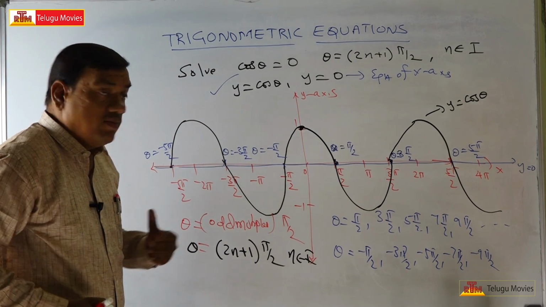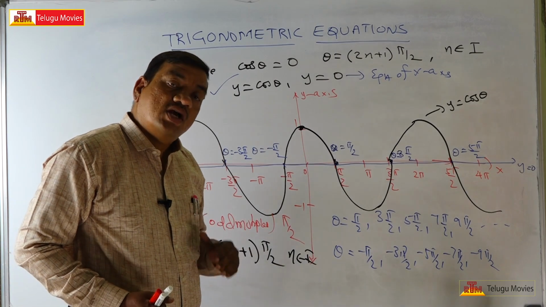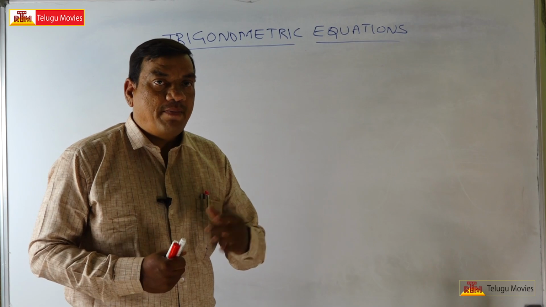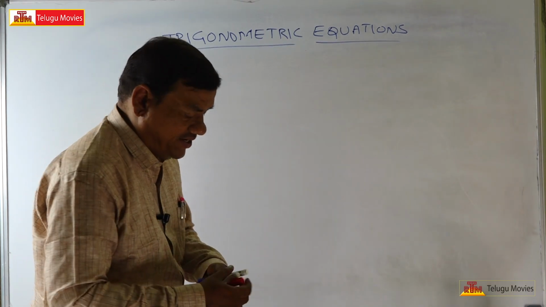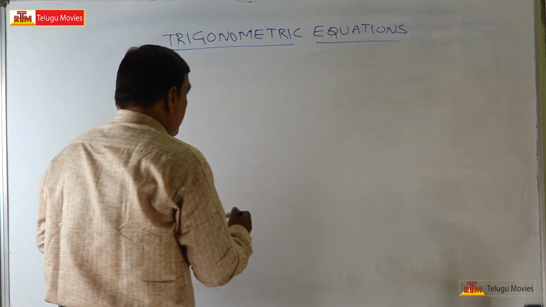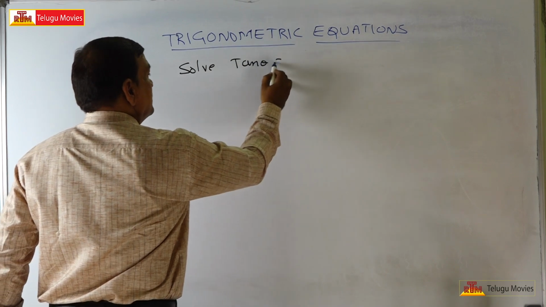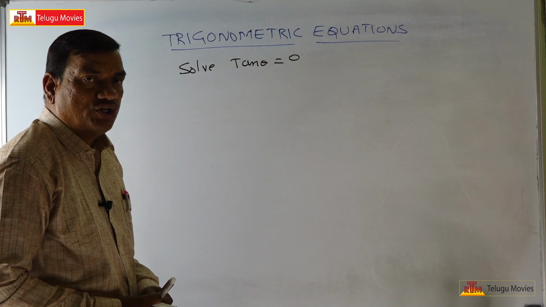One more trigonometric equation is there, that is tan theta is equal to 0. Let us see that solution also. Dear students, welcome back. So here we are going to solve a very basic trigonometric equation, that is, solve tan theta is equal to 0.